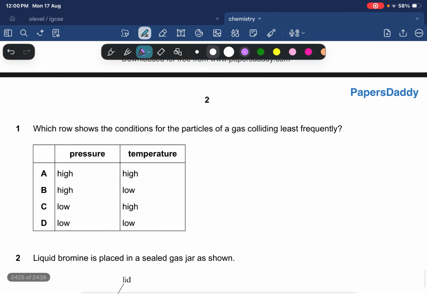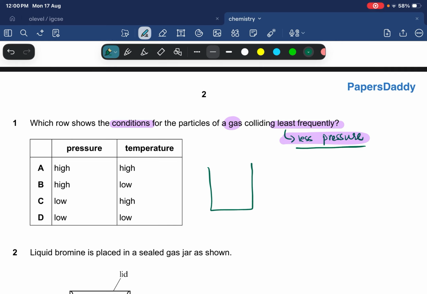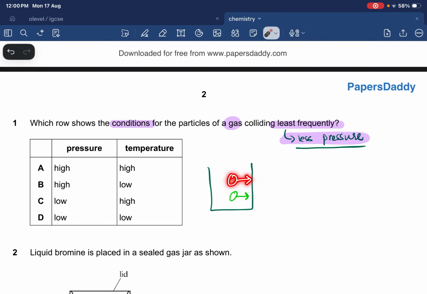So let's get started. Question number 1 asks which row shows the conditions for the particles of a gas colliding least frequently. So we need fewer collisions. Fewer collisions means we need less pressure, because what is pressure? Pressure is the force exerted by the gas per unit area on the walls. If you have a container with gas particles colliding with the walls, the force the particles exert on the walls per unit area gives you the pressure.